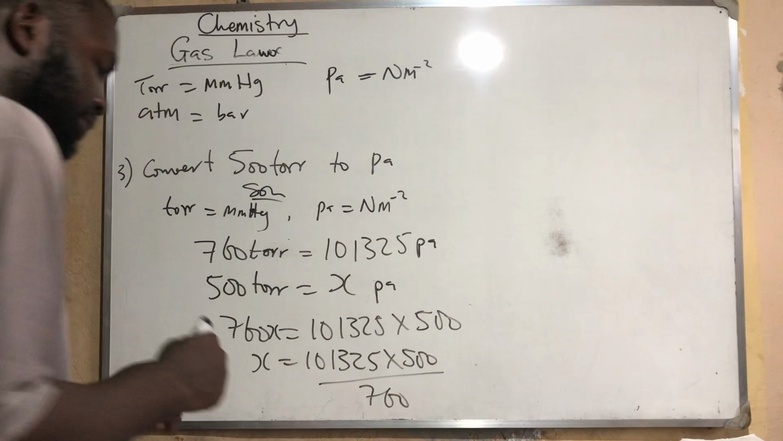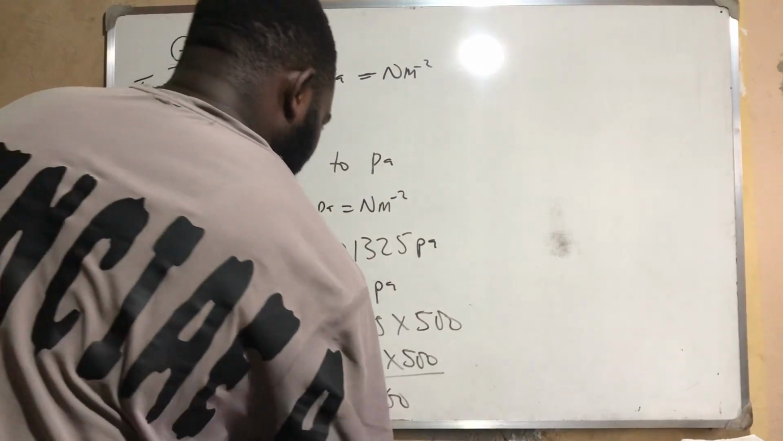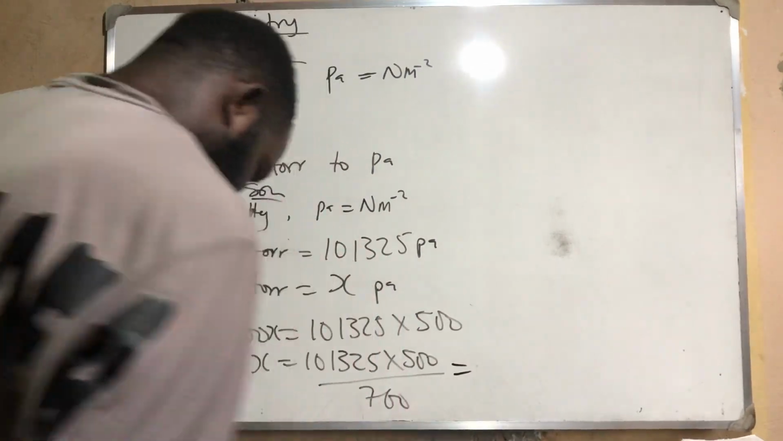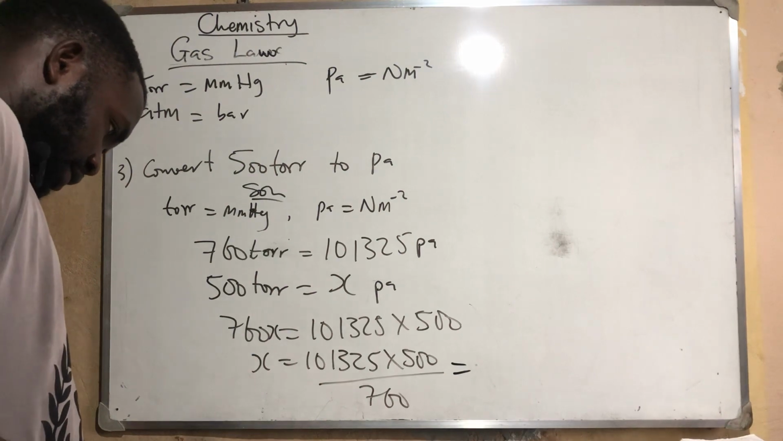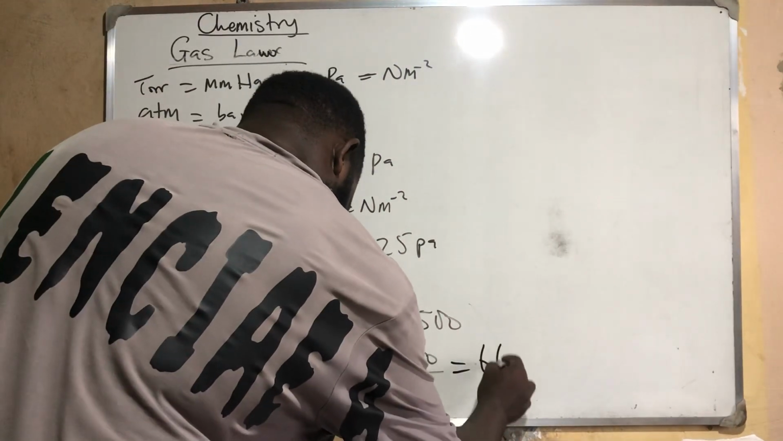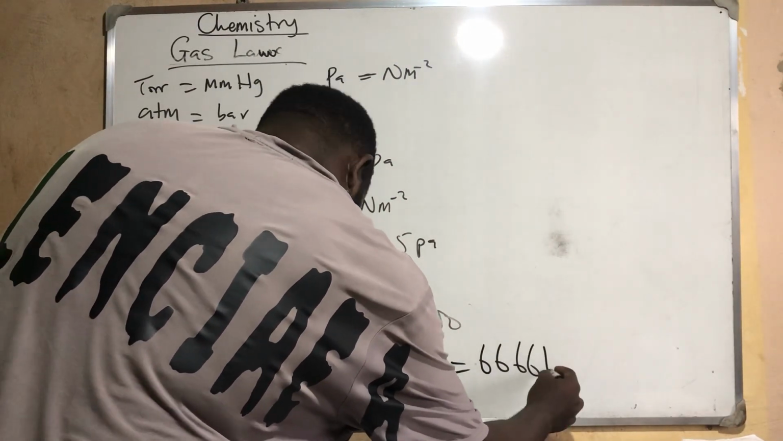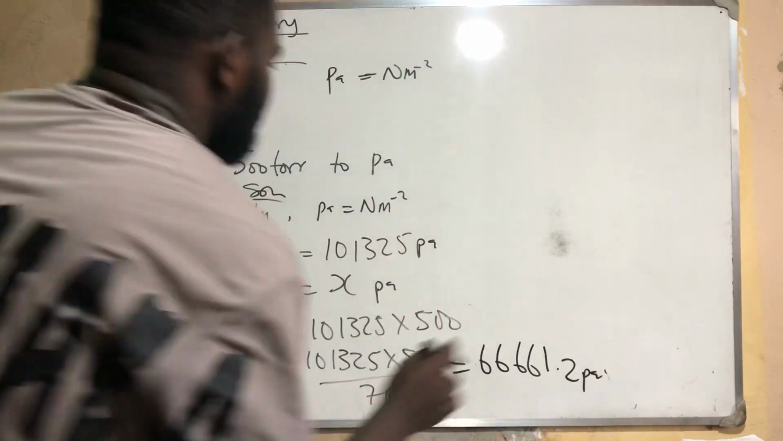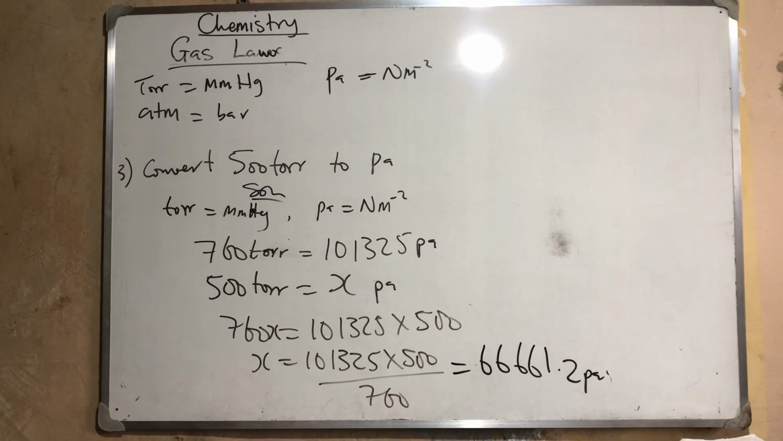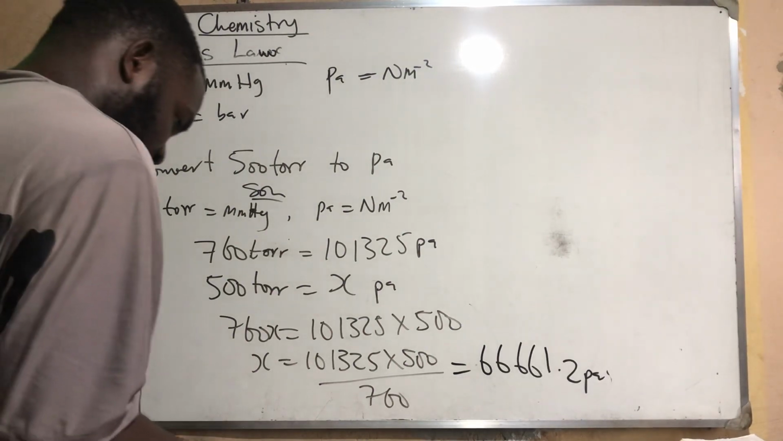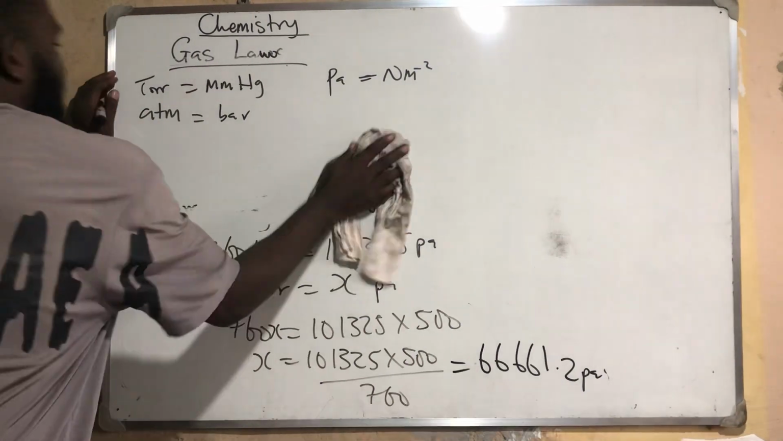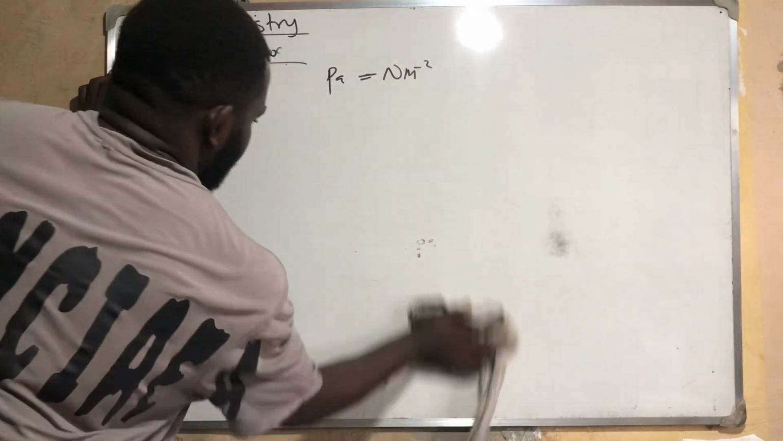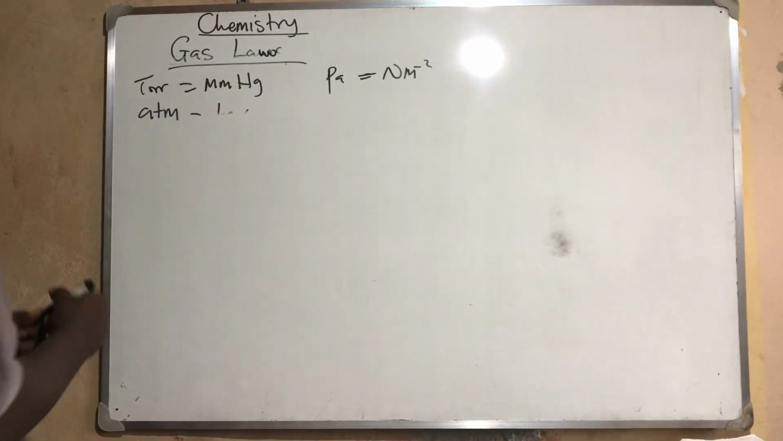760. So, what do you have? You will now be having 66661.2 Pascal. And Pascal is the same thing as what? Newton per meter square. Please don't forget that.